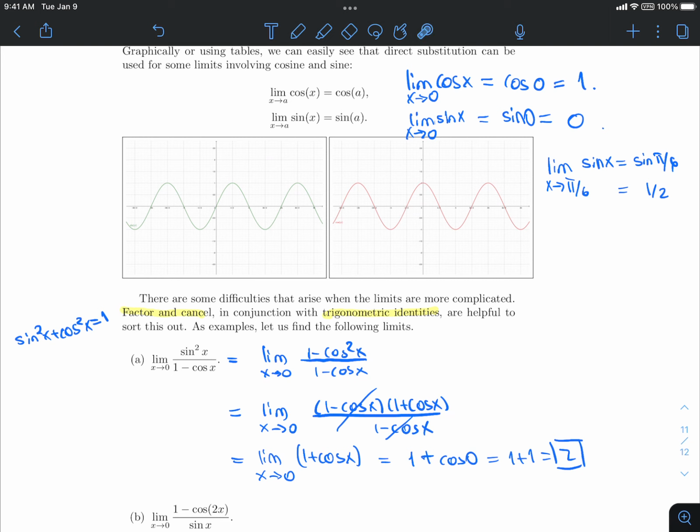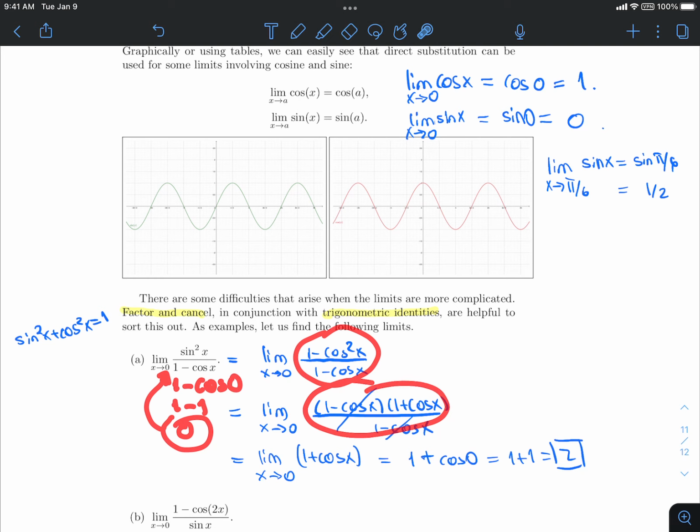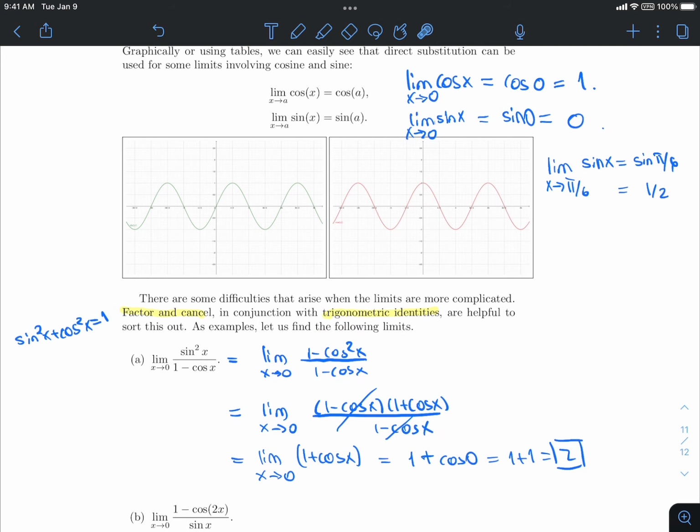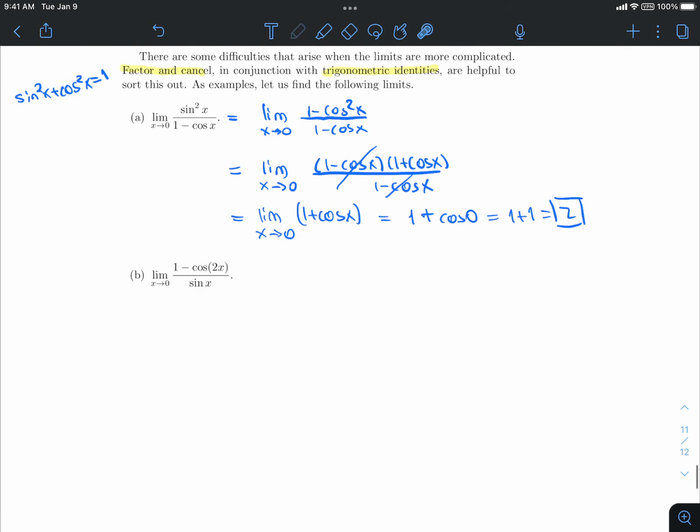Remember, if I could have done that, I would have just plugged this in originally at the very beginning, but that would give me 1 minus cosine of 0, which is 1 minus 1, which is 0 on the denominator of this fraction. And I don't want that to happen. I want to avoid that, which is why that forces me to factor and to cancel. Use trig identities to then factor and to cancel. This happens to b as well.